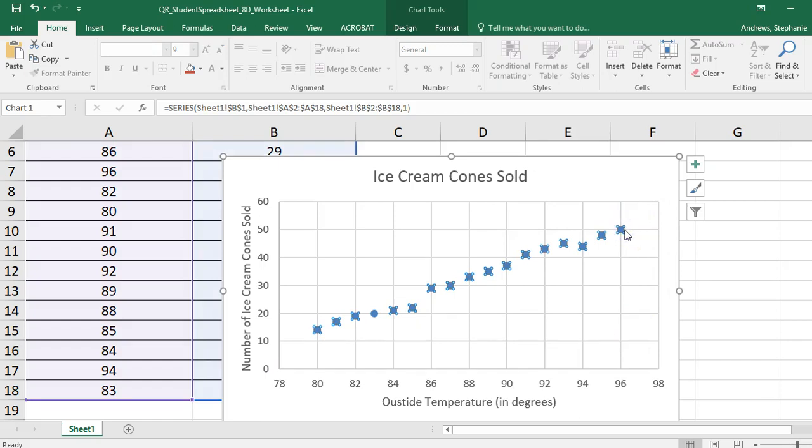Part C, what trend can be observed in the graph? Well, the dots are trending upward. The hotter it is, it appears there are more sales of ice cream cones. Part D, if the points were connected, would the result be a perfectly straight line? The answer is no, and that leads us to question 2.